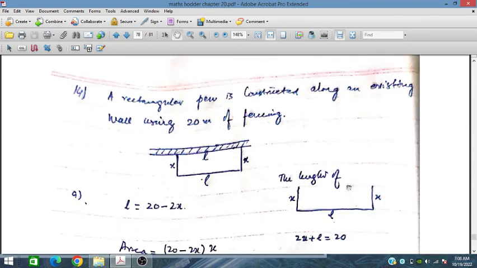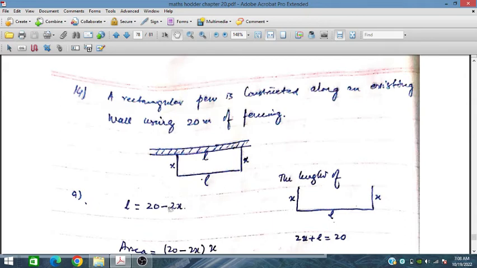Now a rectangular pen is constructed along an existing wall. So this is a wall, and we have constructed this fencing. We place this fencing here. So this is x, this is length L. So the wall with a fencing of 20 meters. So this is 20 meters.